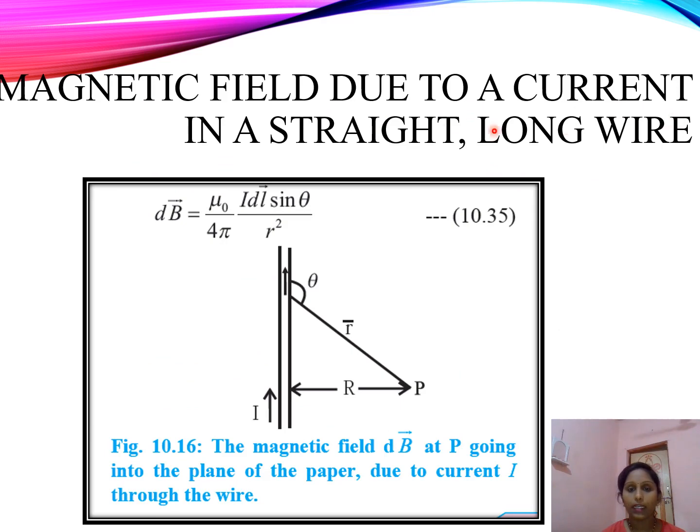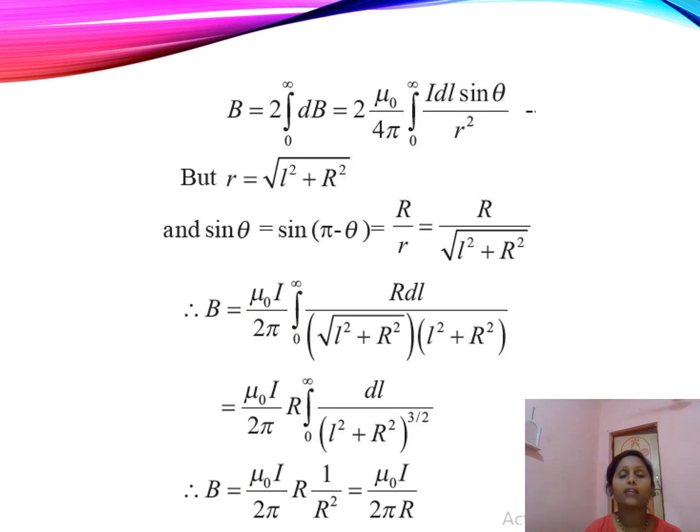Magnetic field due to a current in a straight long wire. Consider a straight long wire whose length is L. The current flowing through this wire is taken as I. We are going to calculate the magnetic field at a point P, which is situated at a perpendicular distance r from the wire. Consider the current length segment, that is I dl, situated at a distance r from the point P. Then the magnetic field can be calculated with the formula dB is equal to mu naught by 4 pi I dl sin theta by r square. The magnetic field direction is the cross product, dl vector cross r vector.